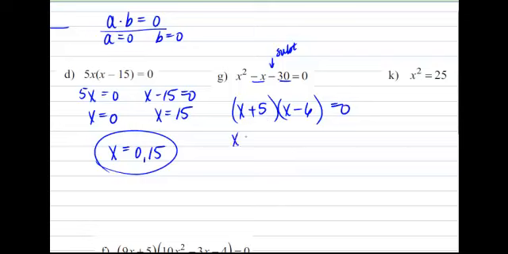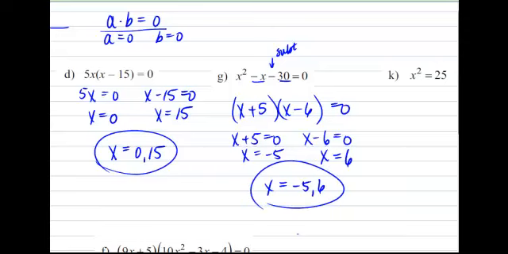So I break these apart into x plus 5 equals 0, x minus 6 equals 0. So here I'm going to subtract 5. Over here I'm going to add 6. So my answer is negative 5 and 6. Most of the time, once you factor your trinomial into the binomials, you have a one-step equation. Okay, now this last example, the one that I want to show you now, is letter K.